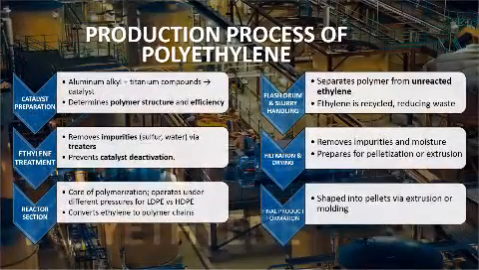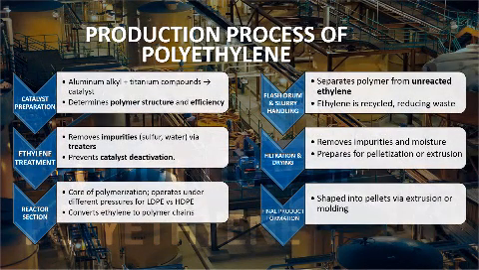Now here is a more detailed section-by-section breakdown of the production process of polyethylene. At the catalyst preparation, the catalysts used are aluminum alkyl plus titanium compounds. The catalyst used determines the polymer structure and efficiency. Now to the ethylene treatment section, impurities such as sulfur and water are removed via the treater. It also prevents catalyst deactivation.